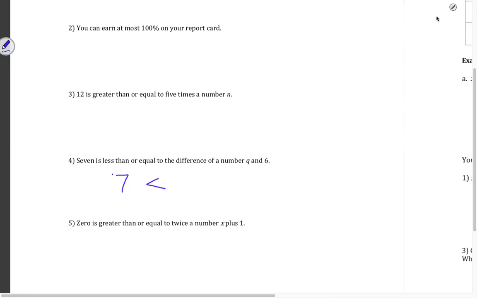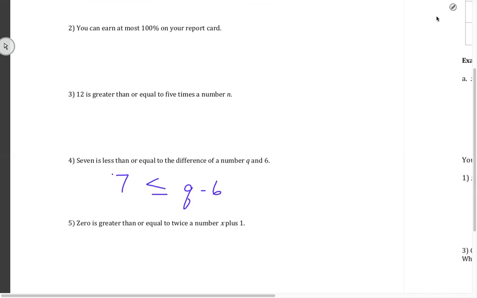So it says 7 is less than or equal to. Now it says difference. What does difference mean, Neve? Subtraction. So now I'm going to subtract the next two things, which is q and 6. Does that make sense to you? Yeah, that makes sense. Okay.